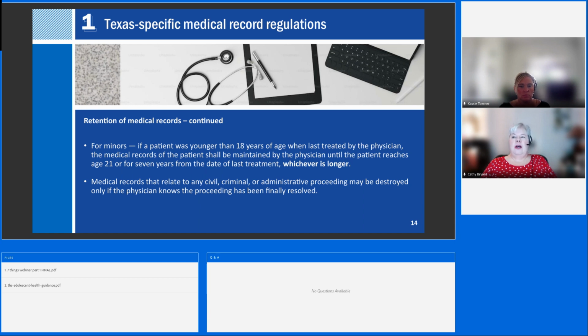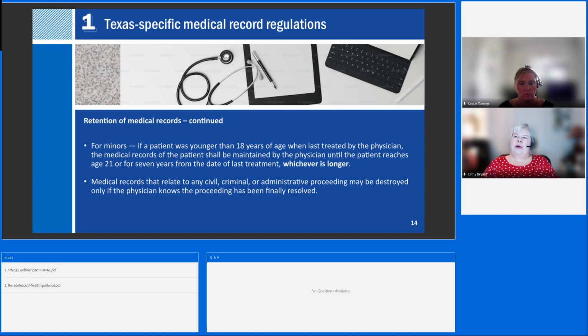However, if you saw a child at birth to, say, age 10, you're going to have to maintain those records if they move on to another provider or another state, whatever reason they're no longer following with you. At age 10, you have to maintain those 11 years till they would turn 21. So again, this one is a little confusing.